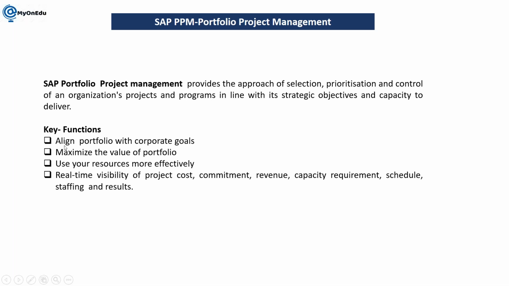And these are the key functions of the PPM system: align the portfolio with corporate goals, maximize the value of the portfolio, and use your resources more effectively. In portfolio management, we have the functionality of staffing, resource assignment based on qualification, availability and location. And in the PPM system, we have real-time visibility of project cost, commitment, revenue, capacity, requirement, schedule, staffing and results. So these are the major areas here.